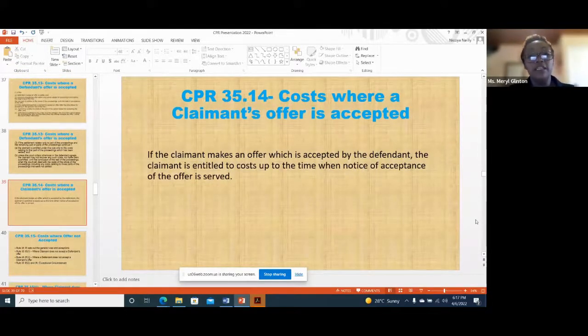And of course, the final scenario is costs in which a claimant's offer is accepted. So if the claimant makes an offer which is accepted by the defendant, then the claimant is entitled to costs up until the time when notice of acceptance of the offer is served on them. You will notice here perhaps that there's, of course, no heavier burden for acceptance after the time in which an offer might have been said to be available. And that's because if a defendant is accepting the offer, costs following the event is the usual. And so the defendant will have to pay the claimant's costs generally up until any time that they accept the offer. But do remember that there are some other consequences coming later. If an offer is not accepted, things become a bit more tricky.